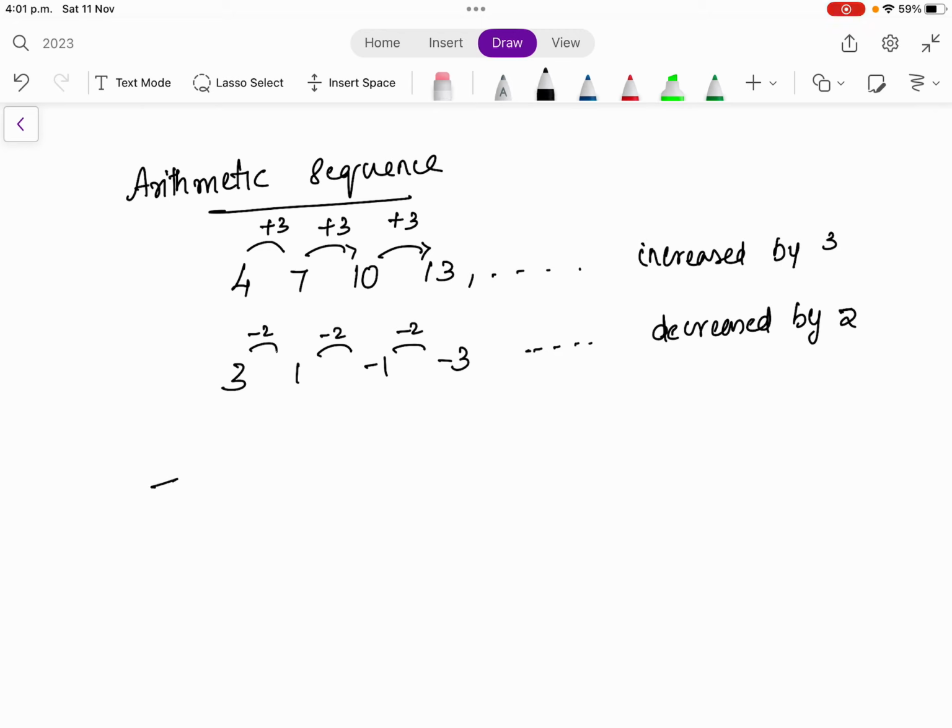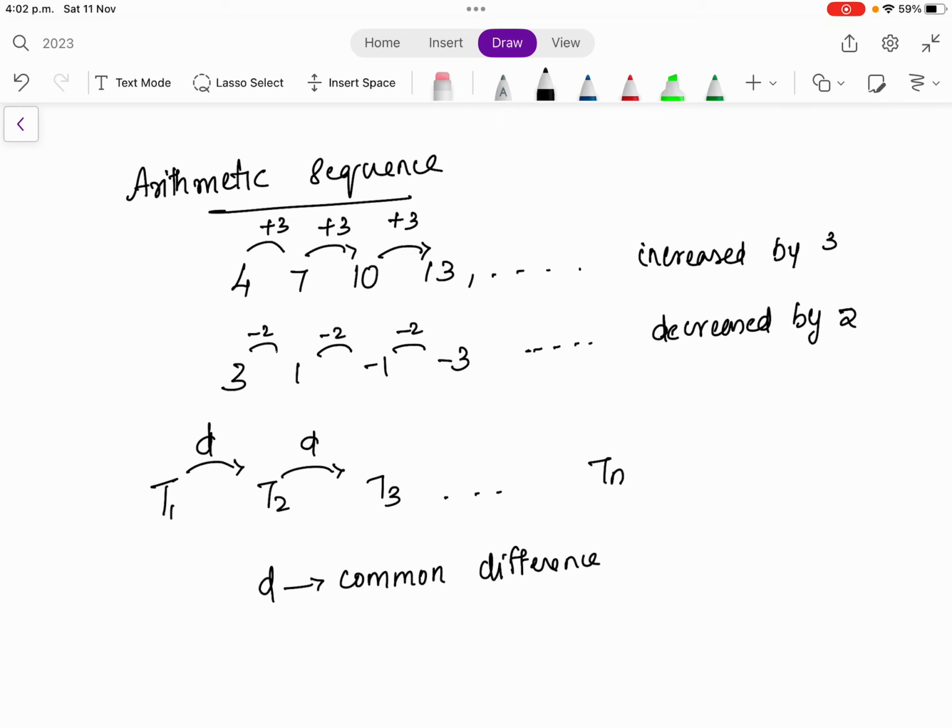And if I need to generalize it, I can write T1, T2, T3, etc., Tn. I can write this with a D. D means difference, and it is called the common difference. There is a particular number with which we can calculate the next number in the sequence. This can be positive or negative. If it is positive, the numbers will keep on increasing. If it is negative, the numbers will keep on decreasing.